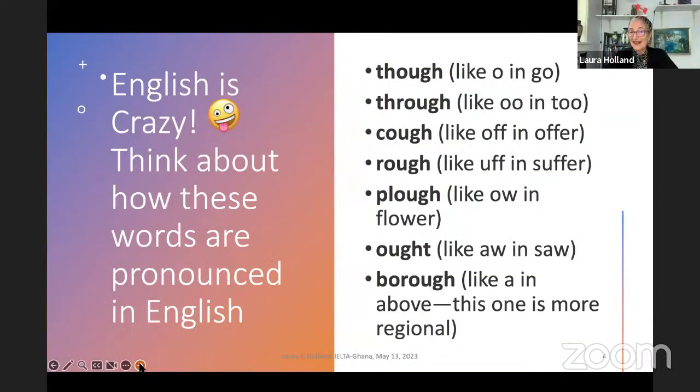Okay, so I think that many of us can agree that English is crazy, okay? English is a crazy language. Why? Because it's such a mix and mishmash of so many different languages. We have the Latin influence, we have the Saxon Germanic influence, and then we have loanwords from everywhere in the world. Now, think about how these words are pronounced in English.